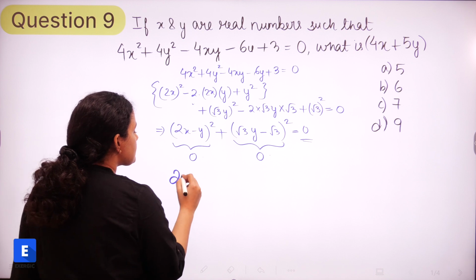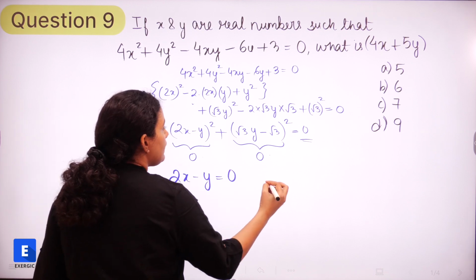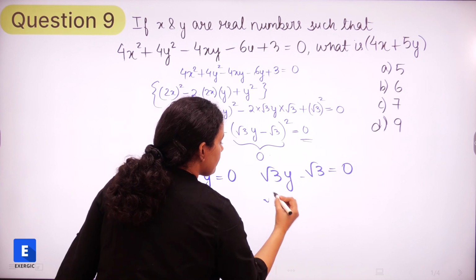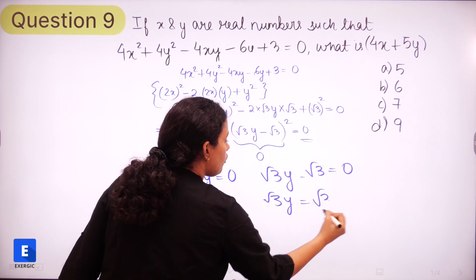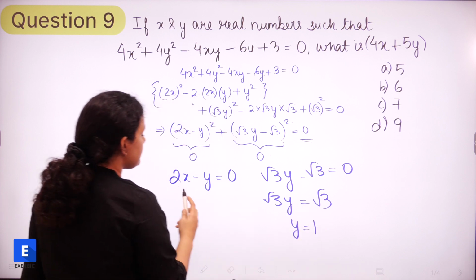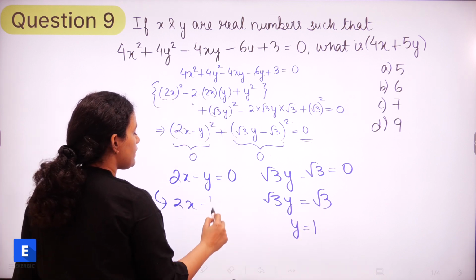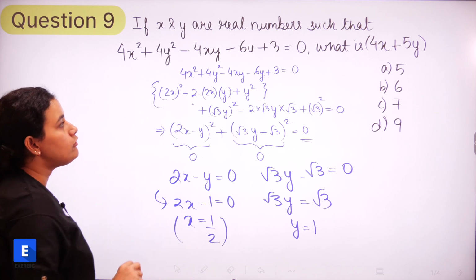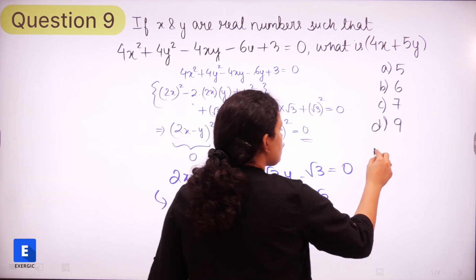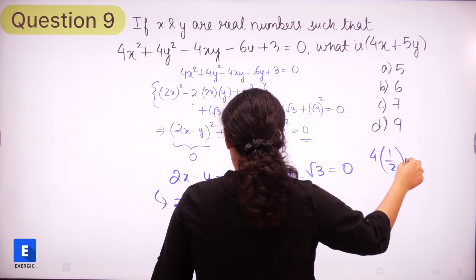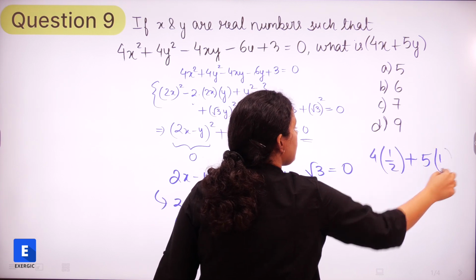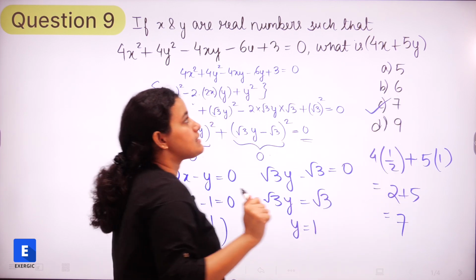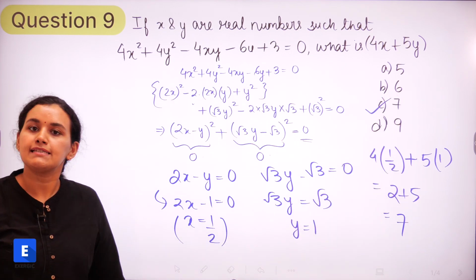So we have 2x minus y is equal to 0 and we have root 3y minus root 3 is equal to 0. So this will give me root 3y is equal to root 3 or y is equal to 1, and this will give me 2x minus 1 is equal to 0 or x is equal to half. What do we want to find out? 4x plus 5y, right? So 4x plus 5y is nothing but 2 plus 5, which is equal to 7. So the required answer is option C, that is 7.